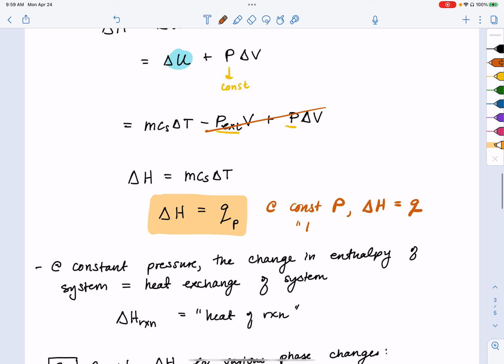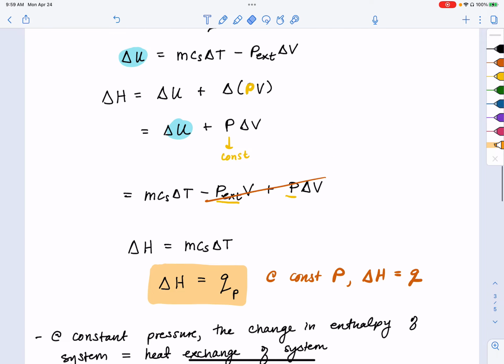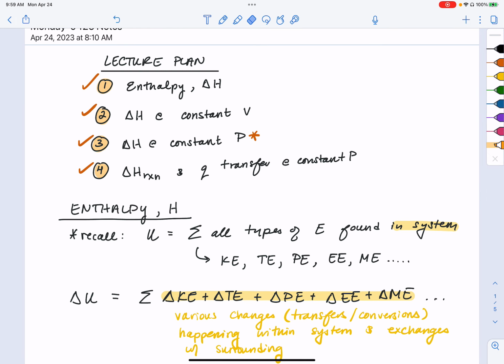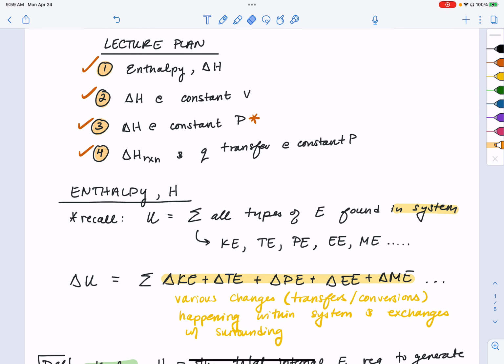So remember, enthalpy and heat are now kind of interchangeable with one another as long as we're at constant pressure, which we're going to be for the rest of the class. So let's get some practice looking at changes in enthalpy, in other words, heat transfer at constant pressure, in our next video.